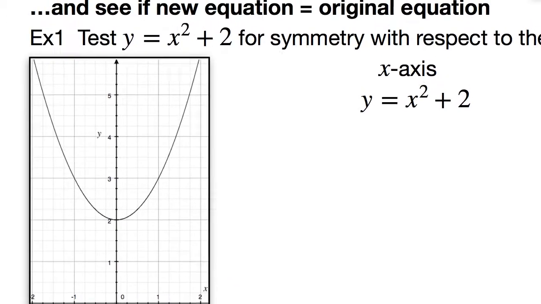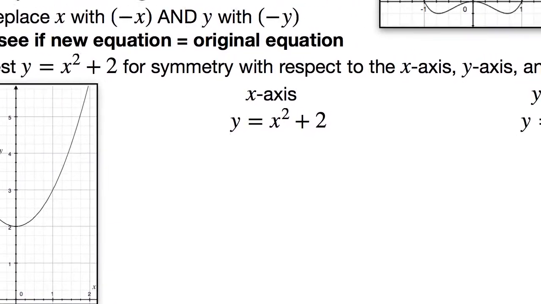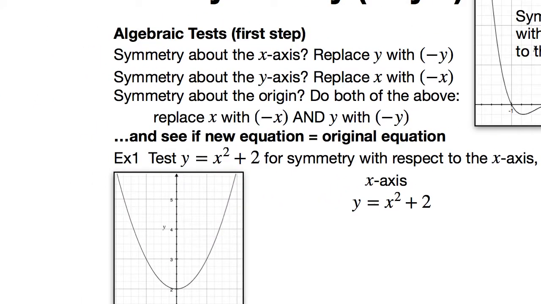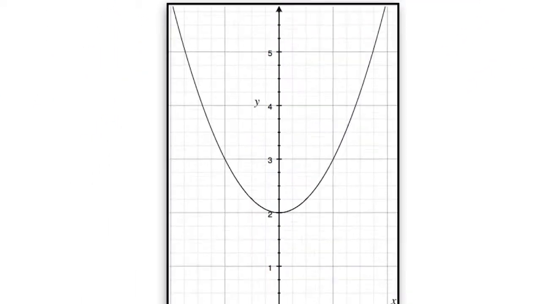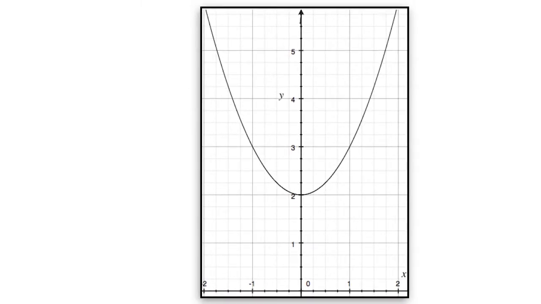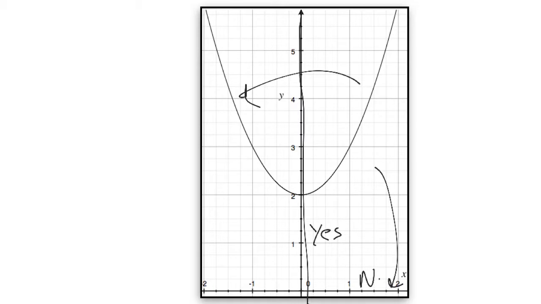For example, let's test y equals x squared plus 2 for symmetry with respect to the x-axis, y-axis, and origin. We're going to run all 3 tests that we talked about earlier. And now check this out. You can just look at this, and you can see that, yes, if you fold it here and flip it over, then it is going to be symmetric about the y-axis. If you try and flip it over the x-axis, it is not going to work.